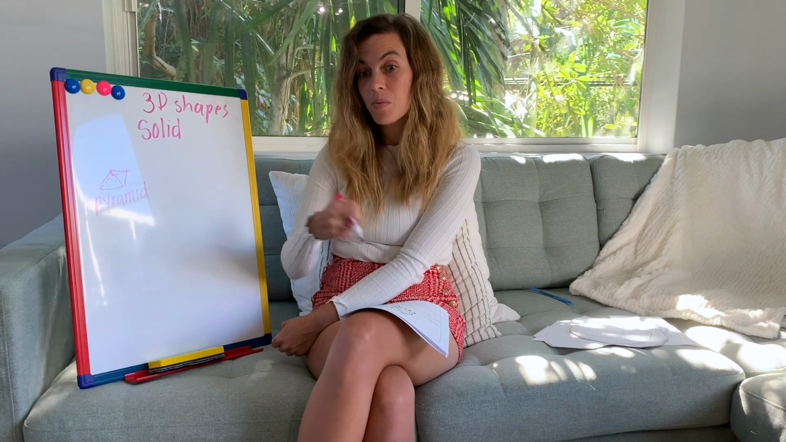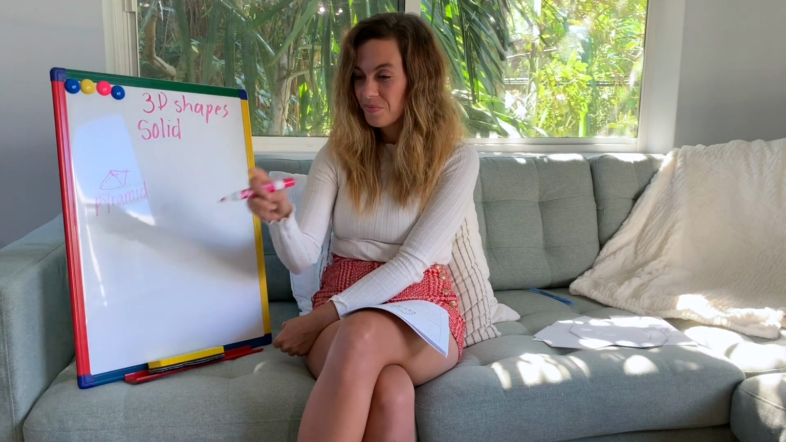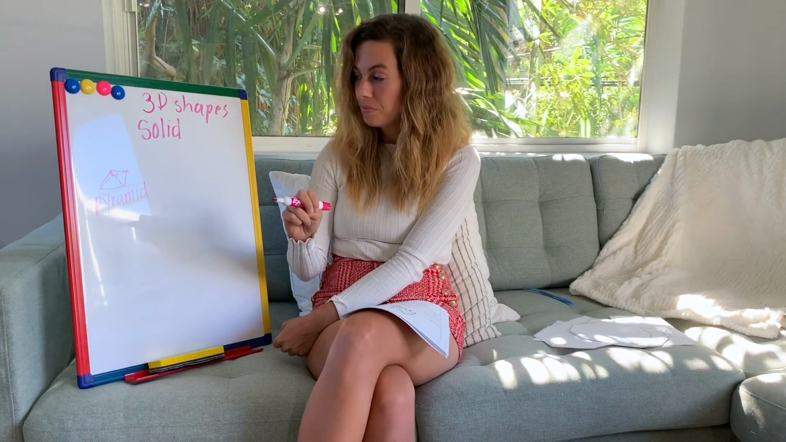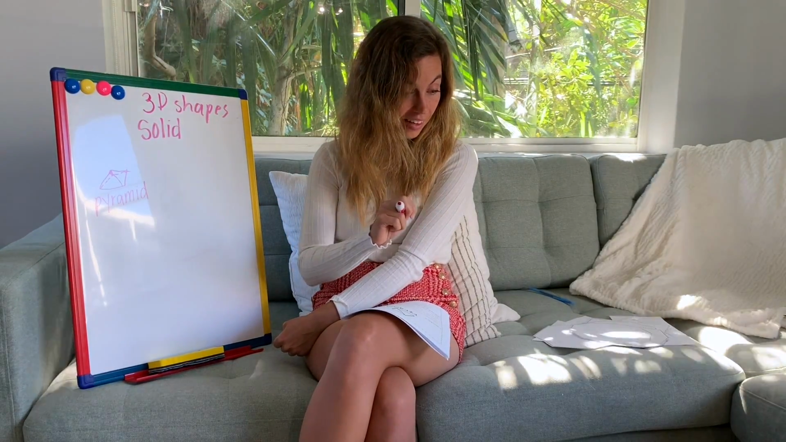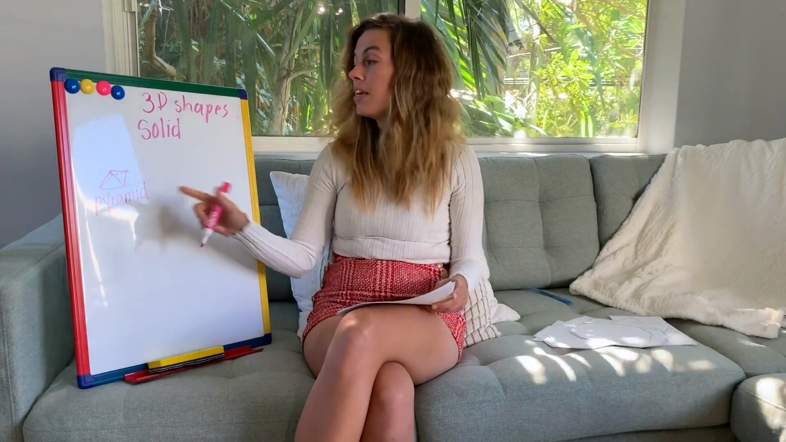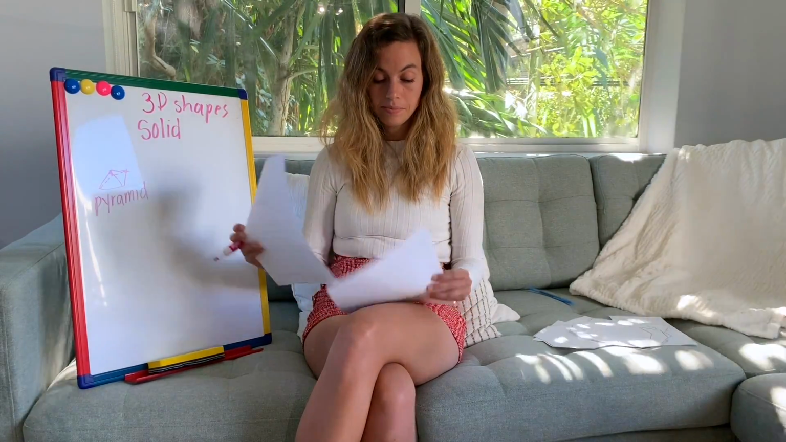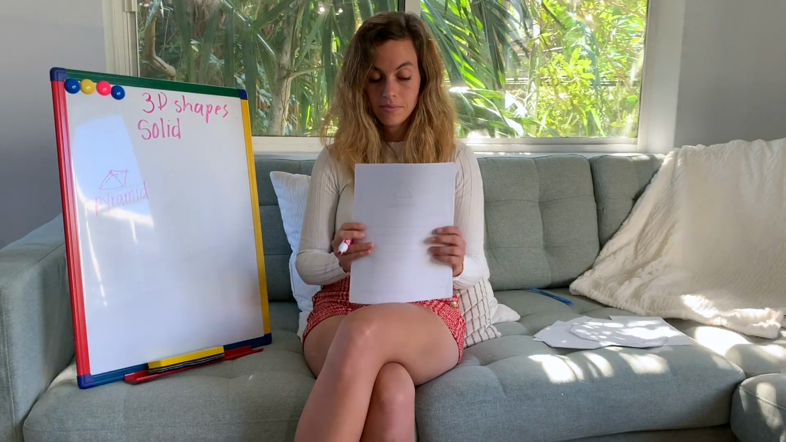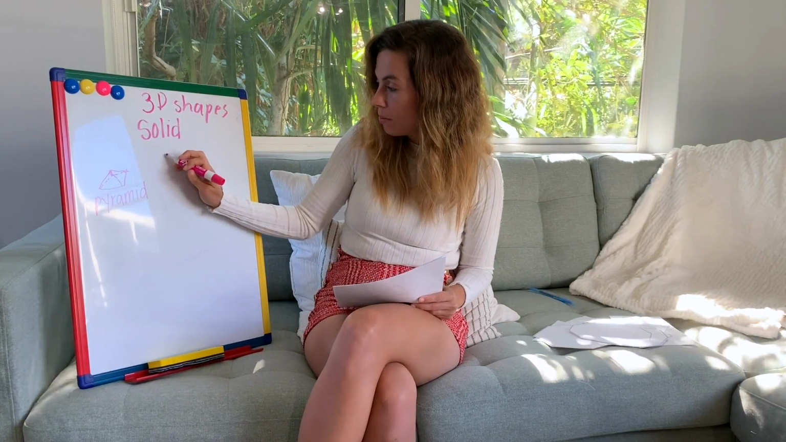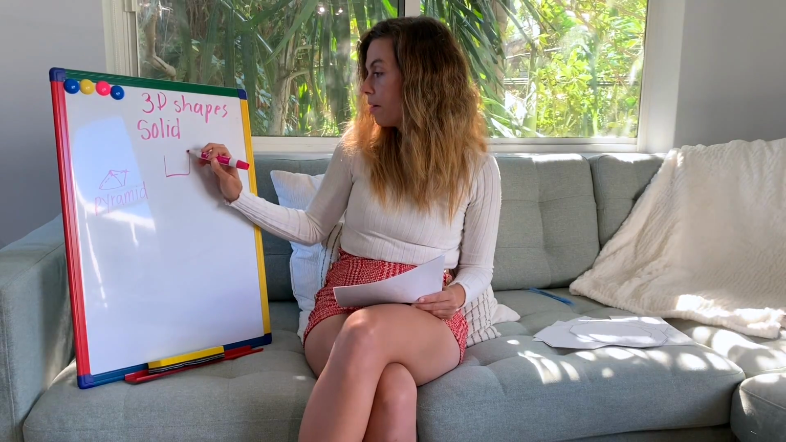So where might you find a pyramid in real life? The actual pyramids in Egypt. A roof. A tent. Good. So pyramids are solid or 3D shapes.